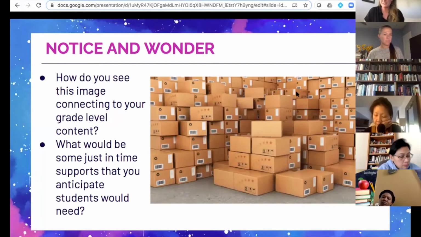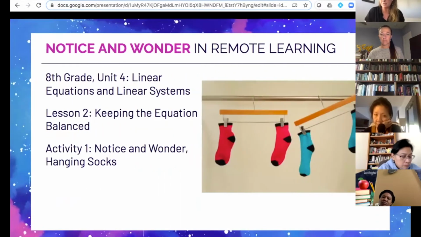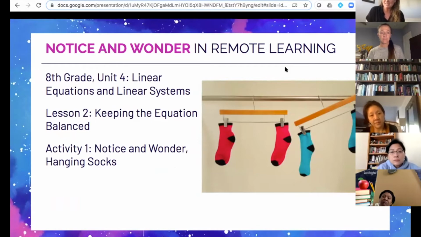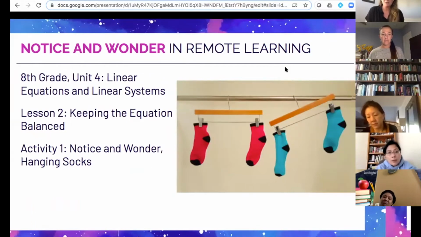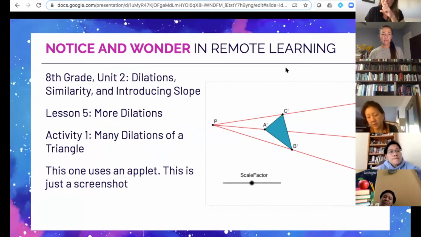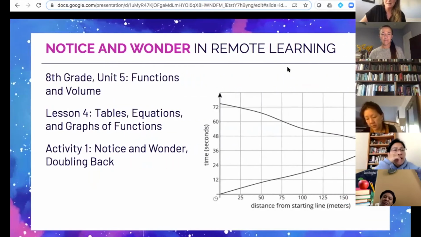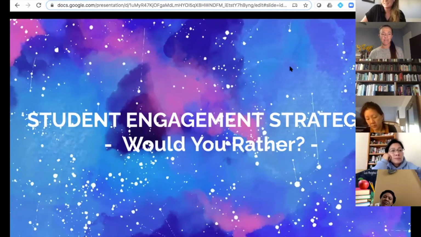Just another couple examples here. We're going to click through a few from Illustrative Mathematics. Here's one with some hanging socks. And I don't know if you've done the hanging diagrams, but that's a great way to think about balancing equations. We've got one here that's actually part of an applet that you can play with, but this one's about dilations. We've got one about functions, equations. Lots of good stuff.